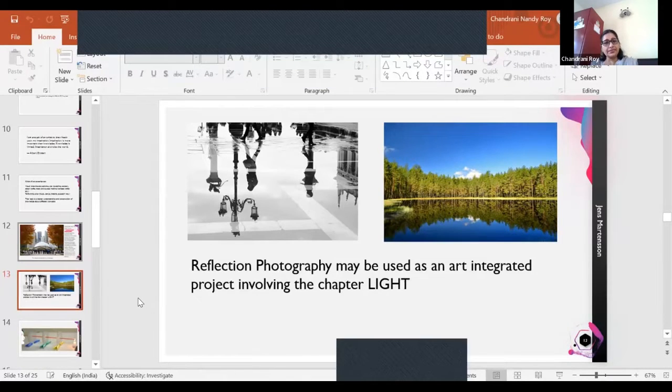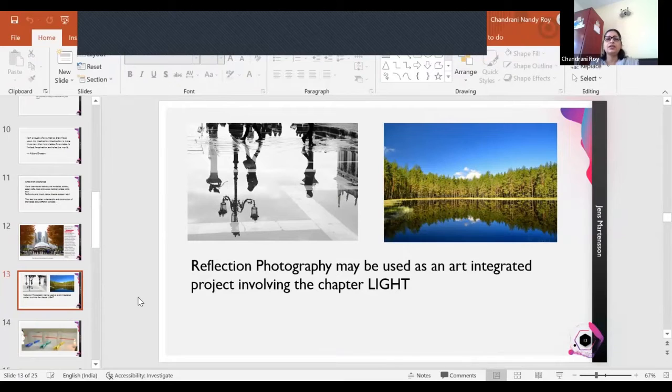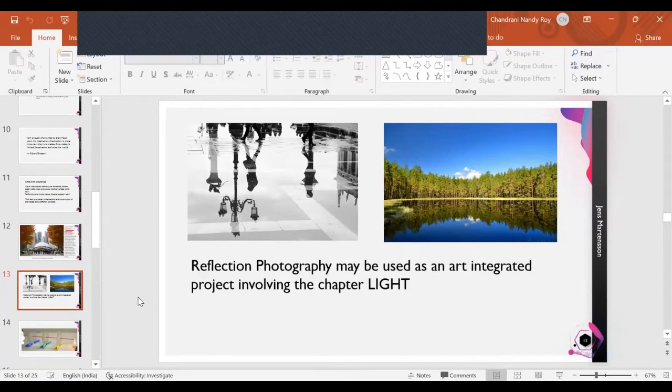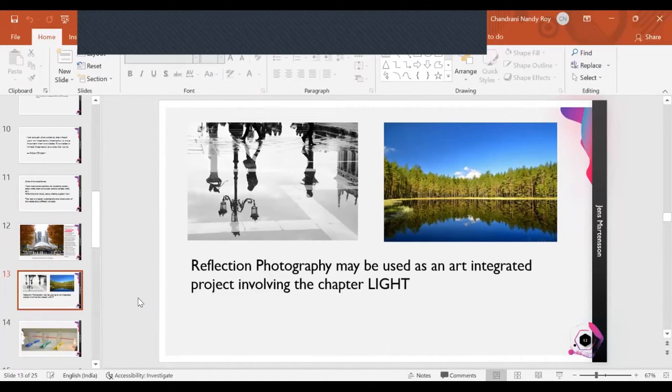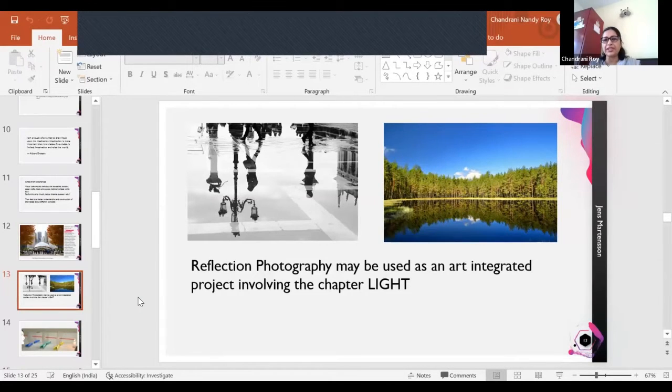Okay, so we can give them a project, or we can give them an activity where they are going to take photographs of reflections. It's called reflection photography. And if you do a search on the internet, you can find beautiful ideas that can be incorporated in this project. So here, light is used to take various beautiful pictures.